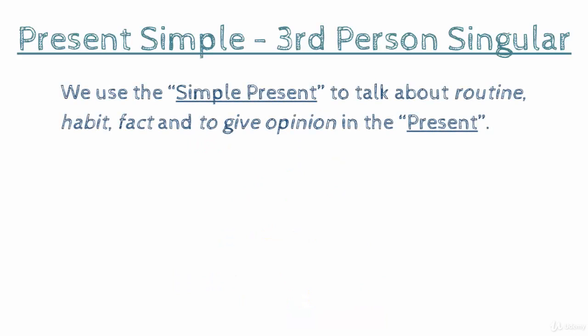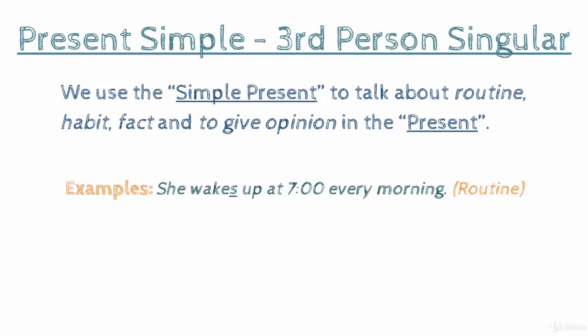We use the simple present to talk about routine, fact, habit, and to give opinion in the present, okay? Let's see some examples for third person. She wakes up at 7 every morning. This is routine. Pay attention to the S in wakes, okay? She wakes up at 7 every morning.